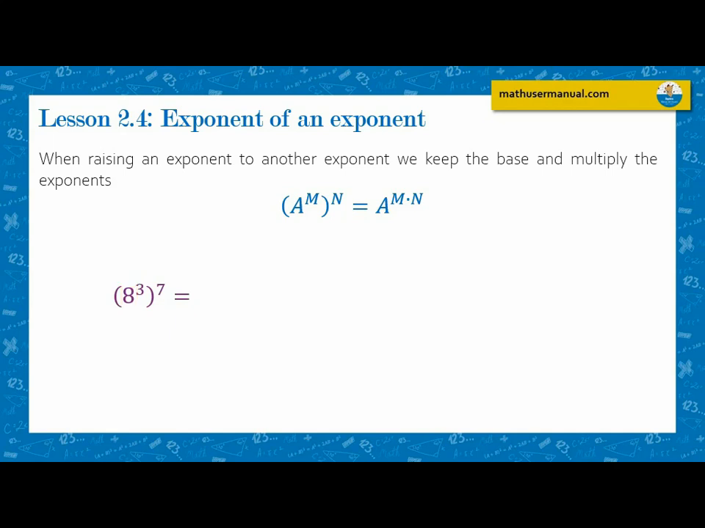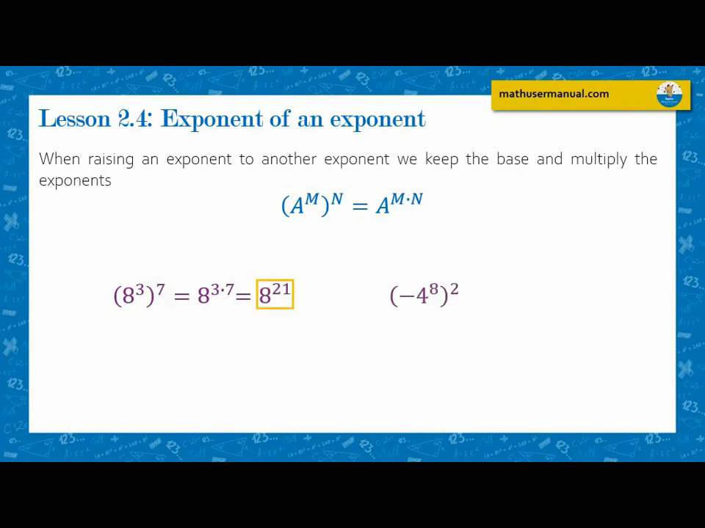So the a is the base, we simply copy that base, so that's just an a. And then we multiply 3, which is the first exponent, times 7, which is the second exponent. So this is a to the power of 3 times 7, which is a to the power of 21.